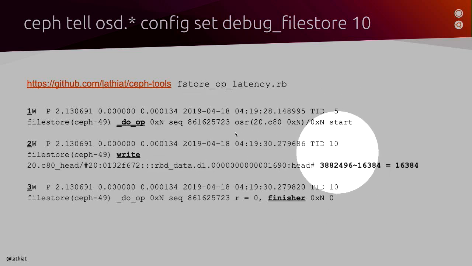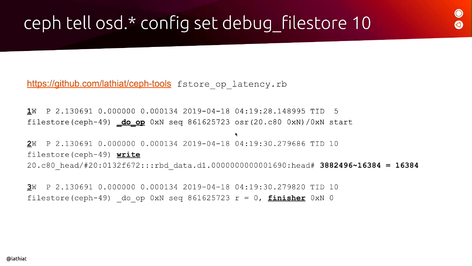And it would also tell us the offset of the write, so the 3882496 is how far into the disk, and the 16384 is the size of that write. And then it also had a third line called the finisher line, which literally I was just matching for the word finisher. After it's done a write, Ceph puts it in a queue to clean it up and actually complete the operation. And in some environments, that can be a bottleneck. It wasn't in this case.